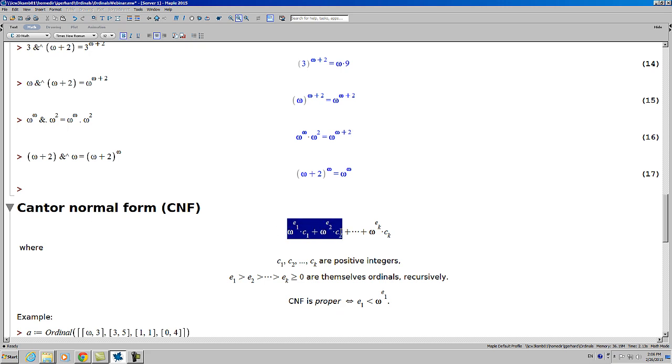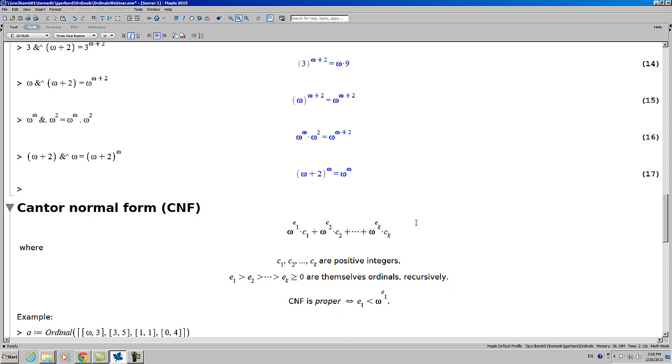So what is this normal form? This normal form is written down here. We have a power of omega times a coefficient, plus another power of omega times a coefficient, and so on. This is called Cantor normal form, after the German mathematician Georg Cantor. The coefficients C1 up to Ck are positive integers, and the exponents can be ordinals recursively. So there's a difference here to what you would call a polynomial. This almost looks like a polynomial in omega, except that the exponents not necessarily need to be integers. They can be ordinals themselves.